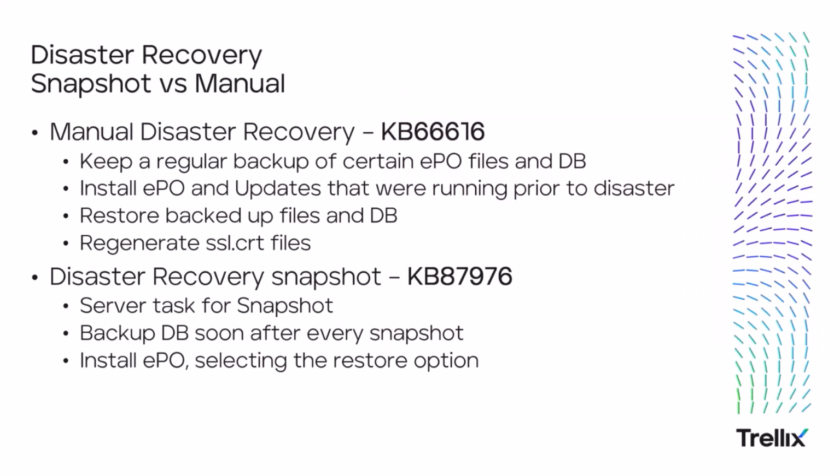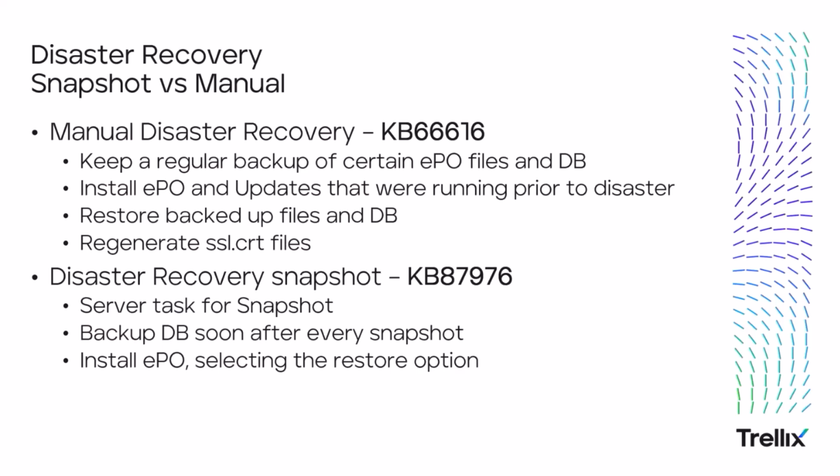So disaster recovery, again, most if not all of you have probably already looked at or gone through this process, or one or both of these processes. There are 2 different ways from the Trellix perspective to recover the EPO server. One is a manual disaster recovery, the process listed in KB 66616, and then we have the disaster recovery snapshot feature. The manual disaster recovery is a lengthy process, and there are a lot of points of failure you could encounter.